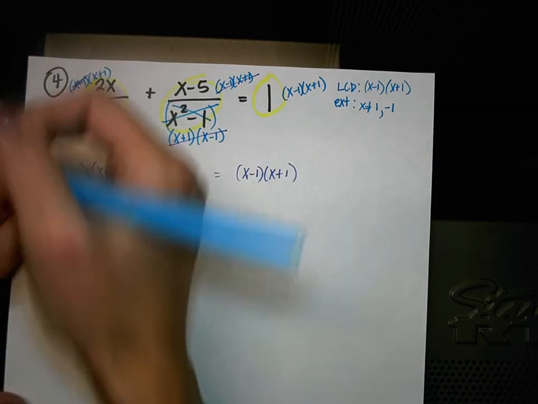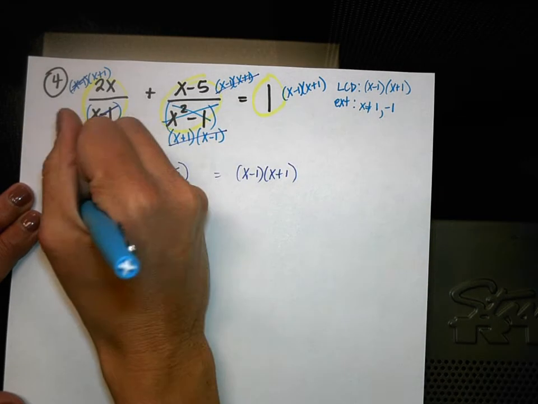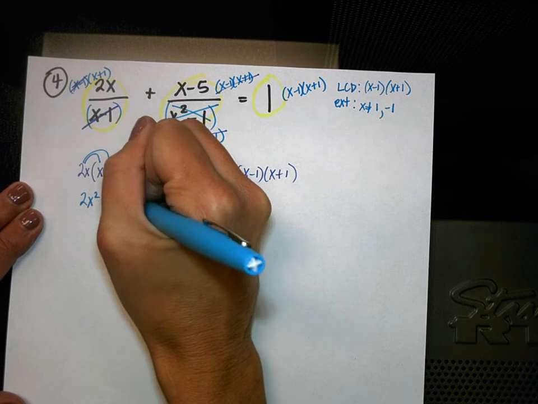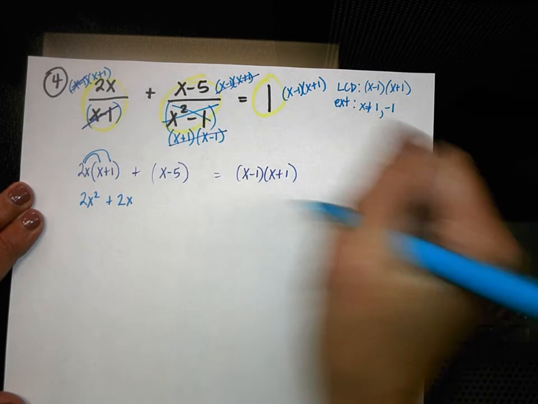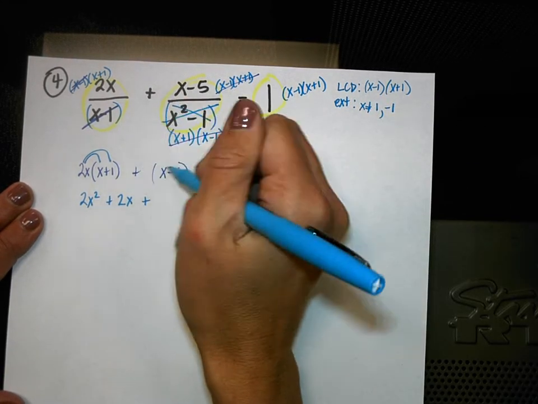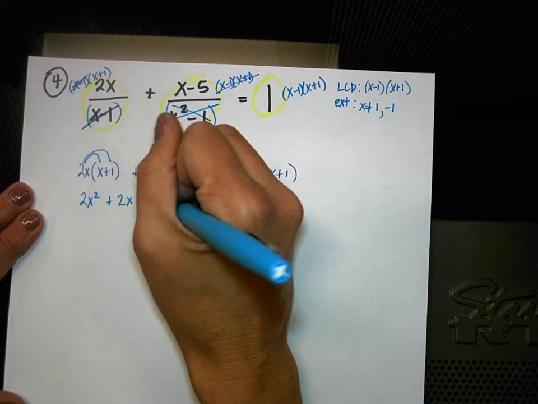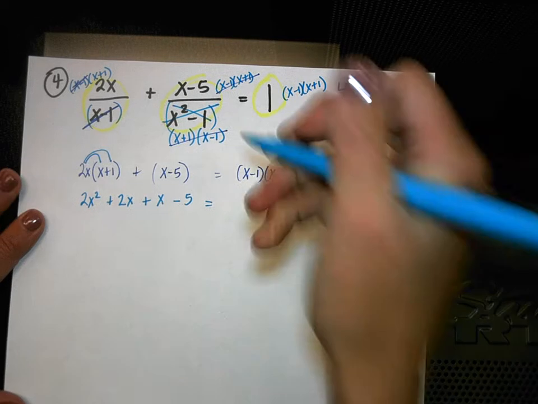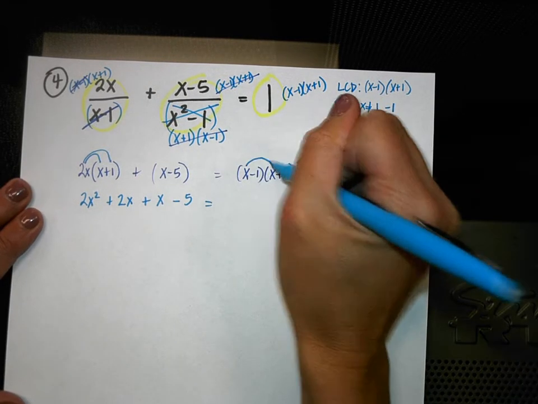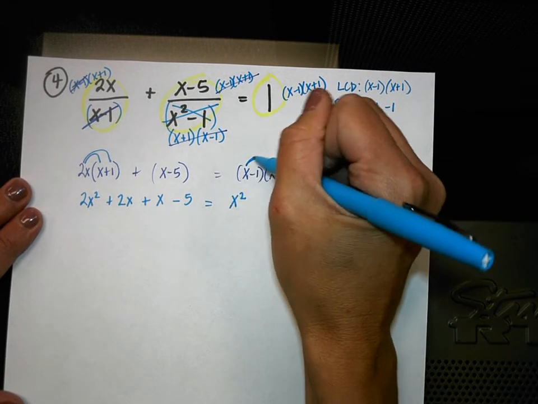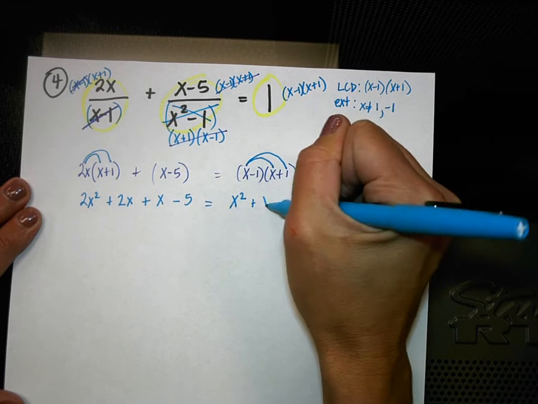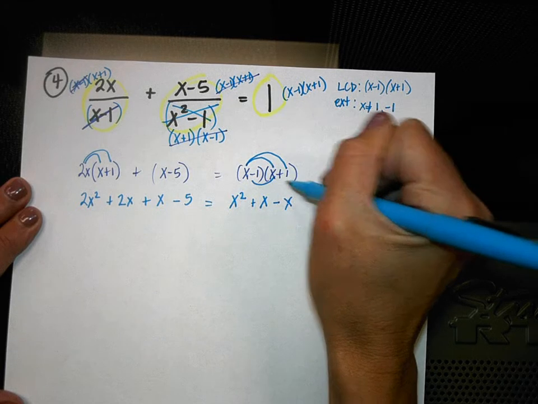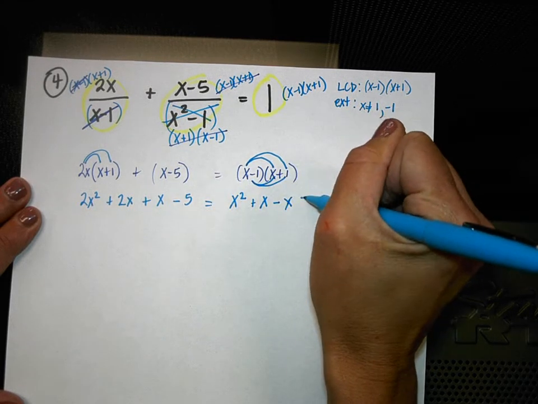Okay, so we distribute. 2x times x is 2x squared. 2x times 1 is 2x. And then I have a plus. If I distribute a plus, it doesn't change anything. So I still have a plus x and a minus 5 equals, over here, if I distribute, I get x times x, which is x squared. X times 1 is 1x, or just x. Negative 1 times x is negative x. And then negative 1 times positive 1 is negative 1.